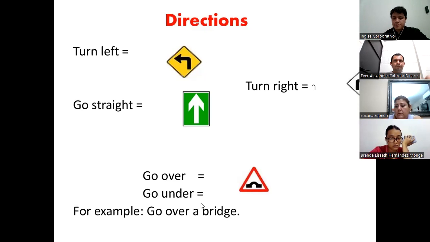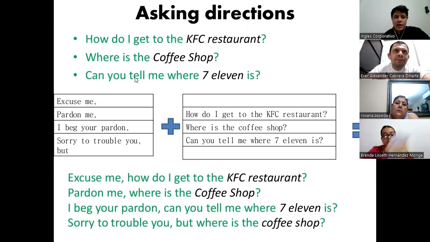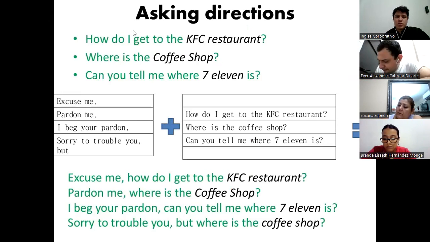We have these ones. Now, guys, we are here in the part that is very important. So this one is like, how can we ask for directions? So guys, we have here some examples. So how do I get to the KFC restaurant? How do I get to Pollo Campero? How do I get to Hotel Intercontinental? How do I get to Metro Center, right? So we have this question that we can ask, how do I get to, okay, and the place.